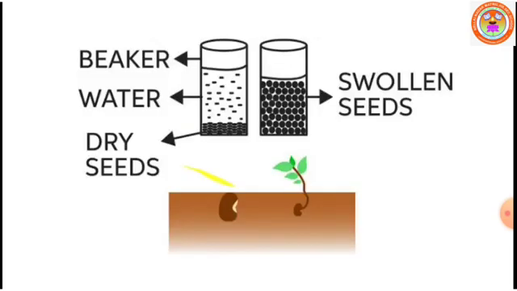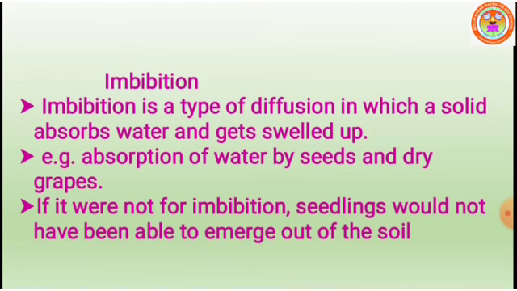So what is called imbibition? Imbibition is a type of diffusion in which a solid absorbs water and gets swelled up. Example, absorption of water by dry seeds and dry grapes.